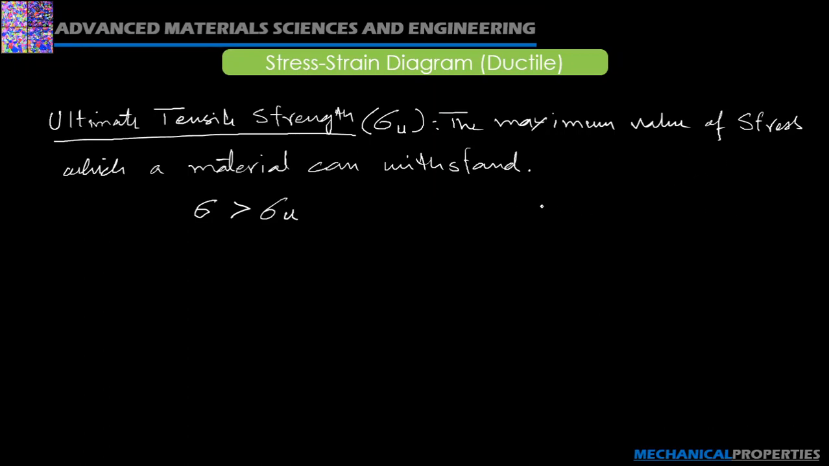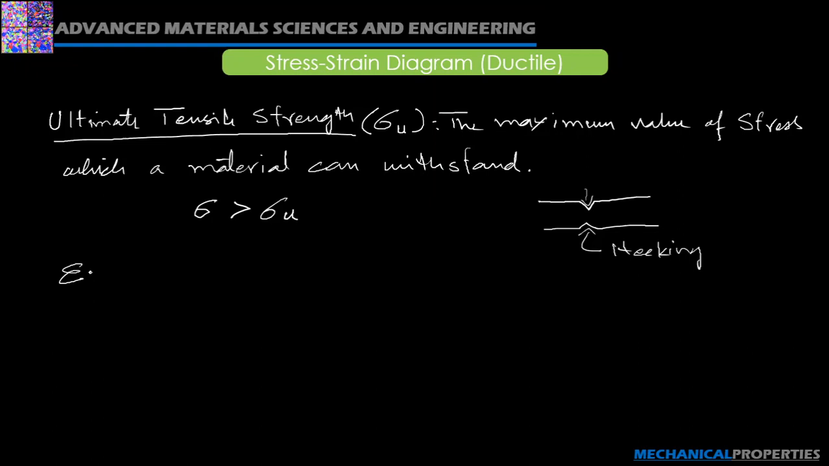Necking is nothing but the reduction in cross-sectional area of the gauge length. This portion is showing the necking, that is the reduction in cross-sectional area of the gauge section. To proceed further, it is important to know the difference between engineering stress and true stress.